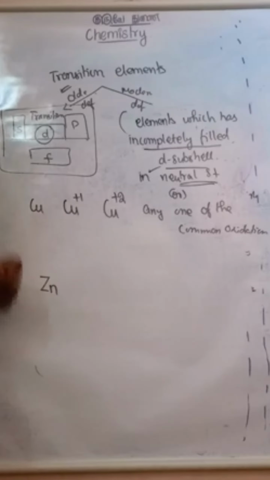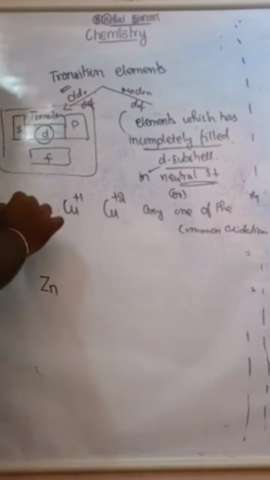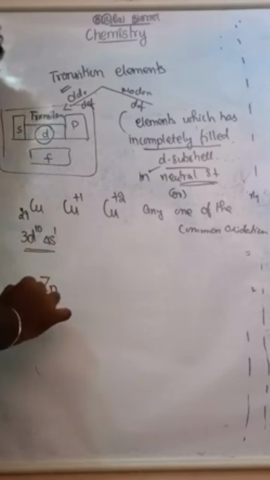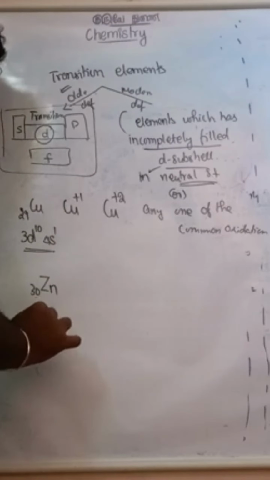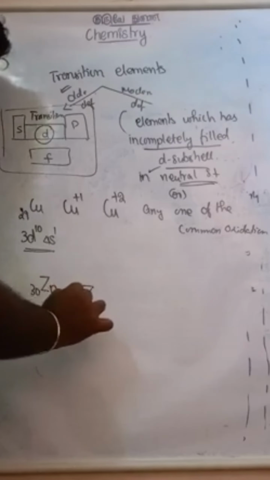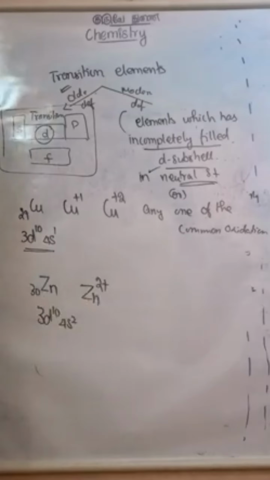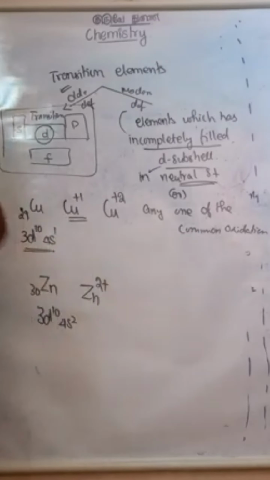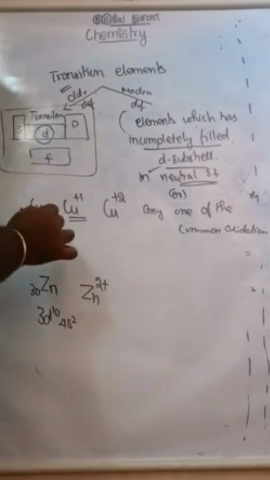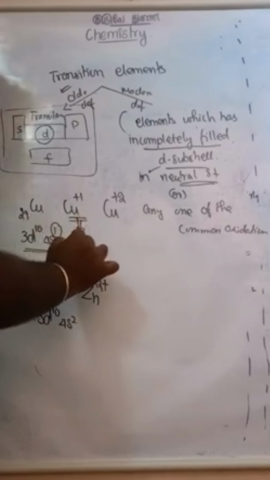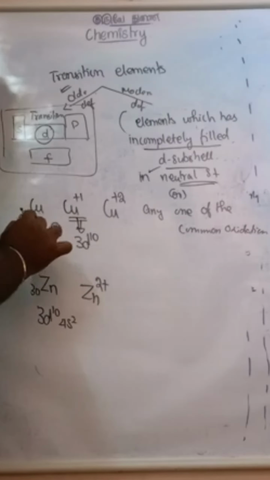Here the neutral metal atom, copper, has atomic number 29, so the configuration is 3d10 4s1. This is for zinc, 30: 3d10 4s2. The common oxidation state of zinc is Zn2+. So in Cu+1, what is the +1? It loses 1 electron, from 4s. What will be the configuration here? 3d10. See, here it is completely filled.